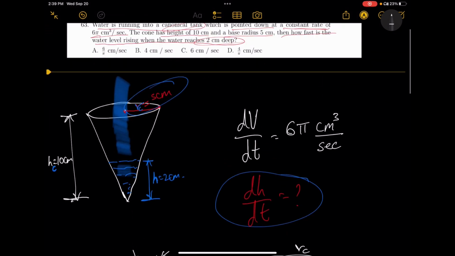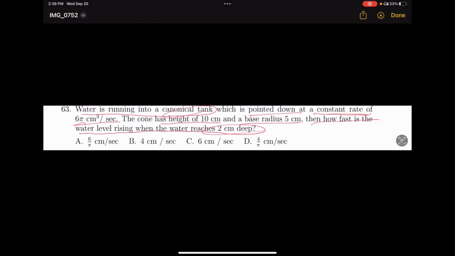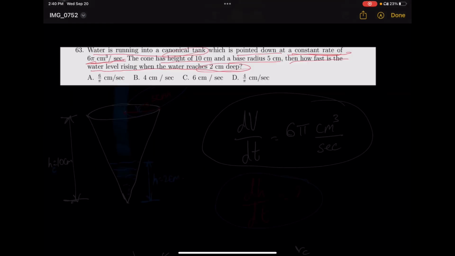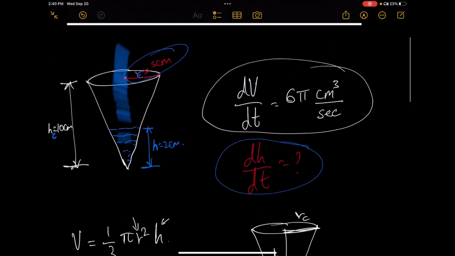Okay, dV by dt is constant. V varies with respect to time, yes, I agree. But dV by dt, again, is constant. It flows at a constant rate. Water is running into a conical tank at a constant rate of 6 pi cubic centimeters. Therefore, dV by dt is constant. It does not vary with time, but V does.